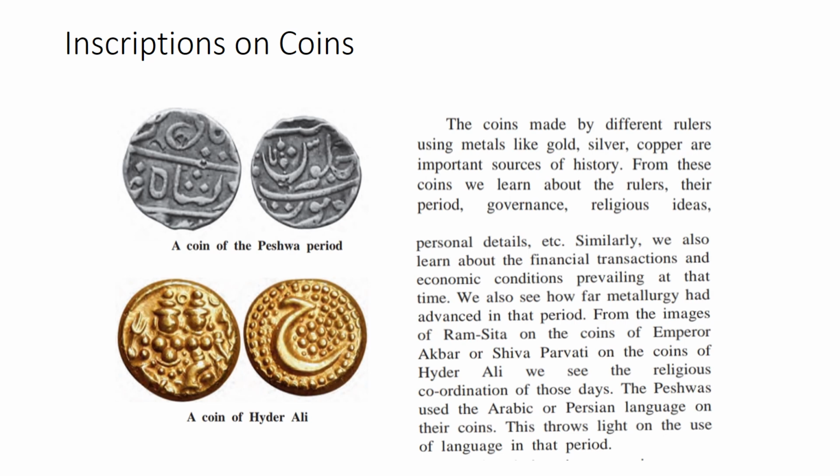Alright, so from these images we got to know that coins were made up of three metals: gold, silver and copper. And we also know that coins are an important source of history because we got to know about rulers, their religious beliefs, their governance, and their period. We also got to know how advanced the scientific study of metals used to be. People used to encrypt those metals, right, to write something. And we also got to know that there were religious coordinations.